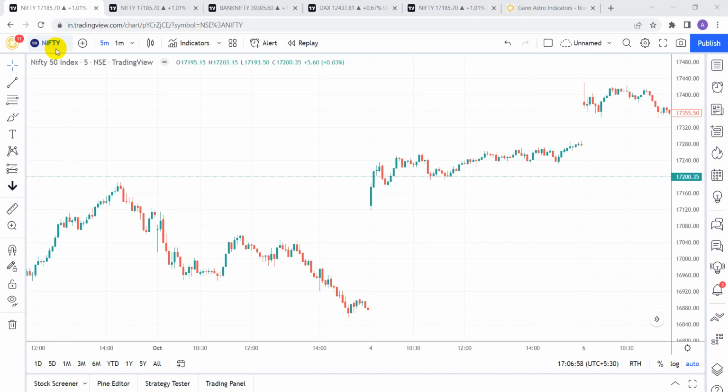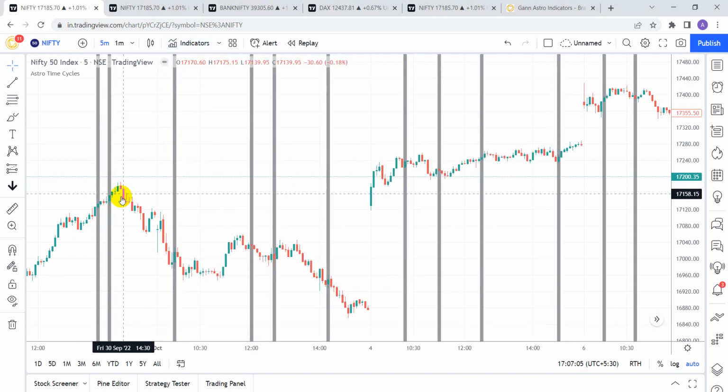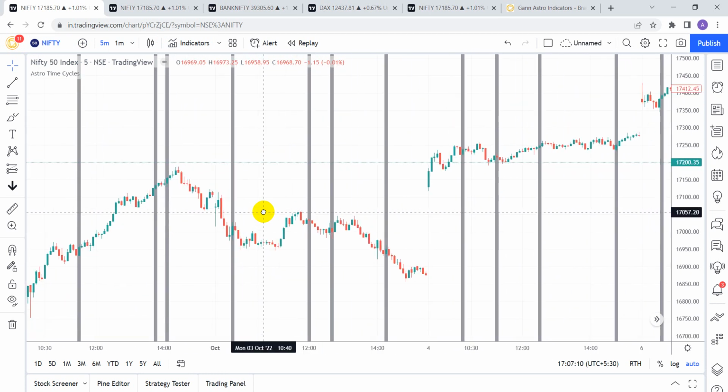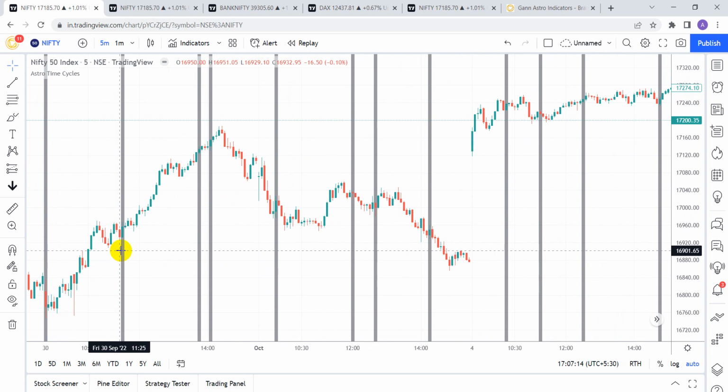So this is Nifty's chart. We can check out various instruments. You just click on indicator and select Astro time cycles, and it will automatically draw these lines. We have given a reference point which it takes automatically, and it starts drawing the lines. So how to use this indicator is, suppose we get this point. This is a 5 minutes time frame.